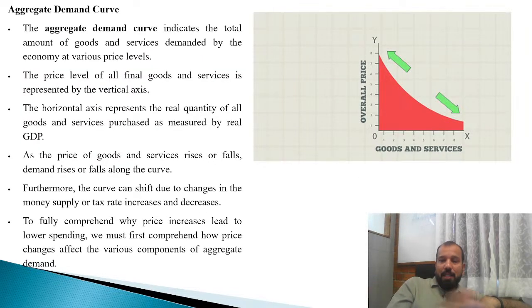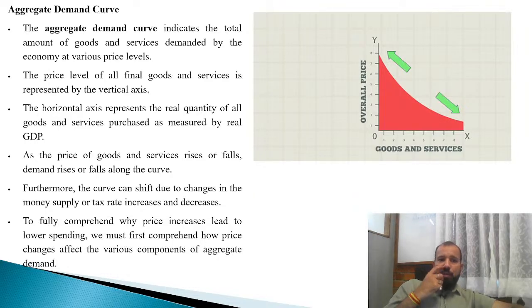So what is the interpretation of this particular aggregate demand curve? It indicates the total amount of goods and services demanded by the economy at various price levels. The price level of all final goods and services is represented by the vertical axis, and the horizontal axis represents the real quantity of goods and services. So as the price of goods and services rises or falls, demand falls or rises. Everybody knows if the prices of goods increase, demand will fall. Less prices, more demand. Clear? You can make out the aggregate demand curve.